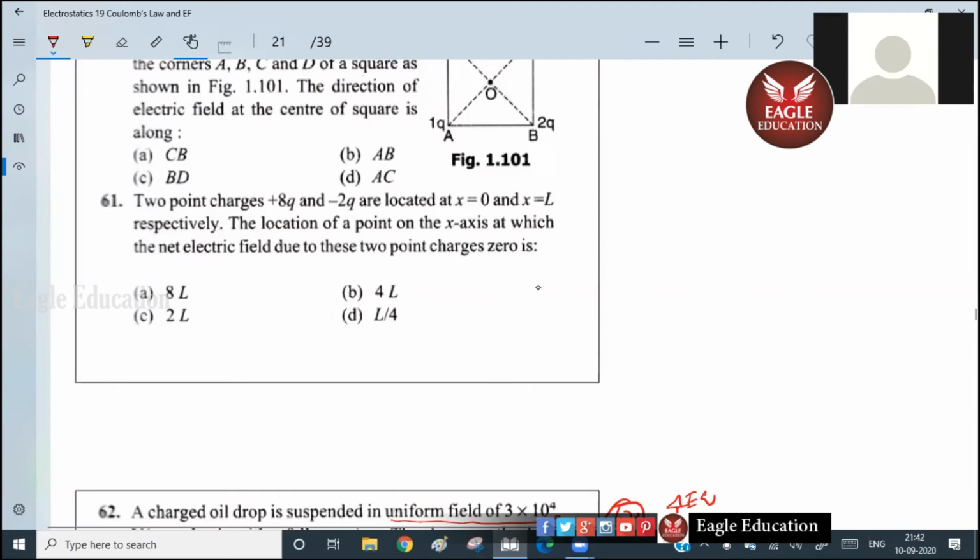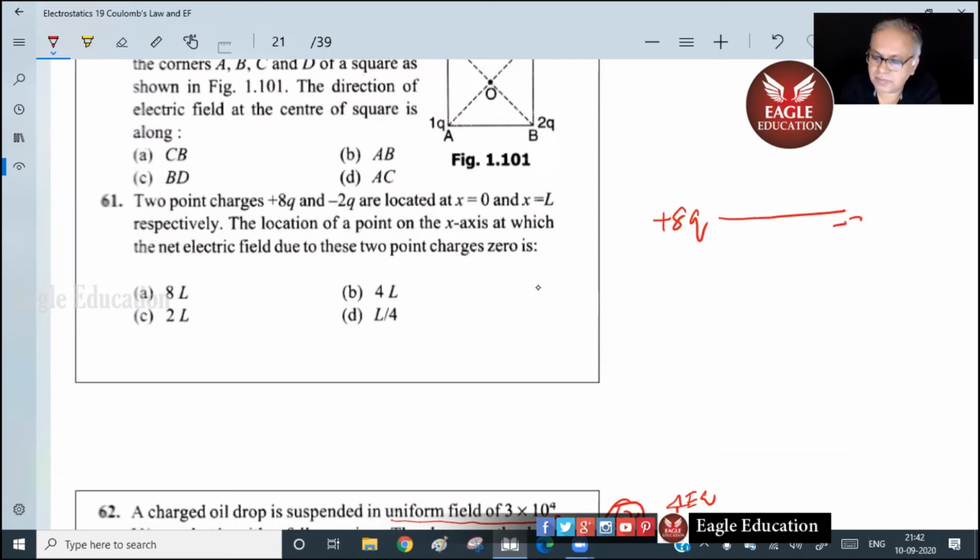2 point charges plus 8q, minus 2q, at x equals 0 and x equals L. Find the location of the point on the x-axis at which the net electric field due to these 2 point charges is 0. Come on. Do that. I want you to do it and tell me. Don't guess.